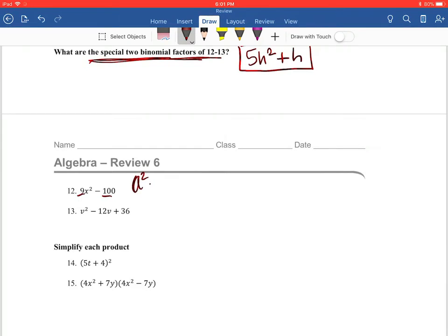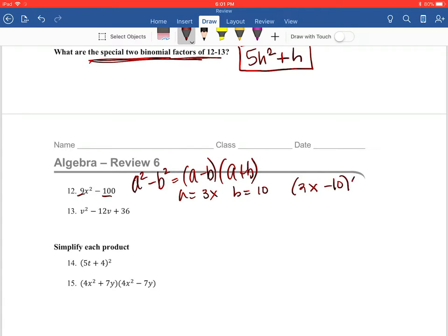If I have a squared minus b squared, that's going to be equal to a minus b times a plus b. So here, my a value is equal to 3x, and my b value is equal to 10. So now I can rewrite this as 3x minus 10 times 3x plus 10. Okay?